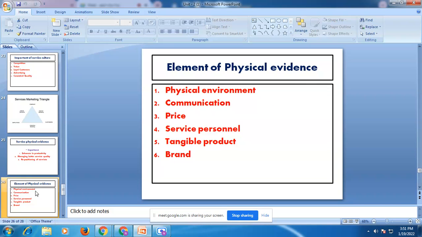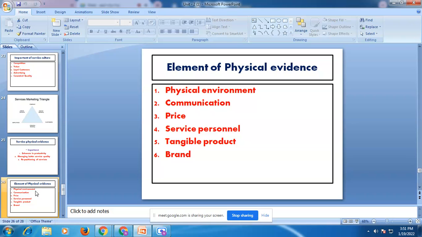Next is the element of physical evidence. Physical environment, communication, price, service personnel, tangible product and brand are some elements of physical evidence. The first one is the physical environment. Layout, atmosphere, ambience and aesthetics are some sub-components of the physical environment.